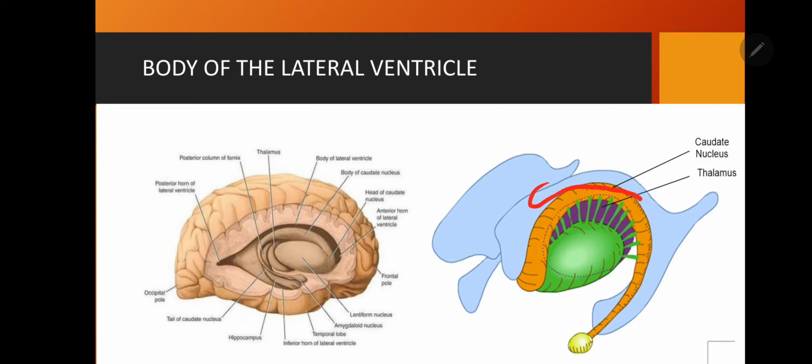And you can see how the body is related to the structures below. This much part is the body, and below it are the caudate nucleus, thalamus and corpus striatum. Fimbriae will be there.